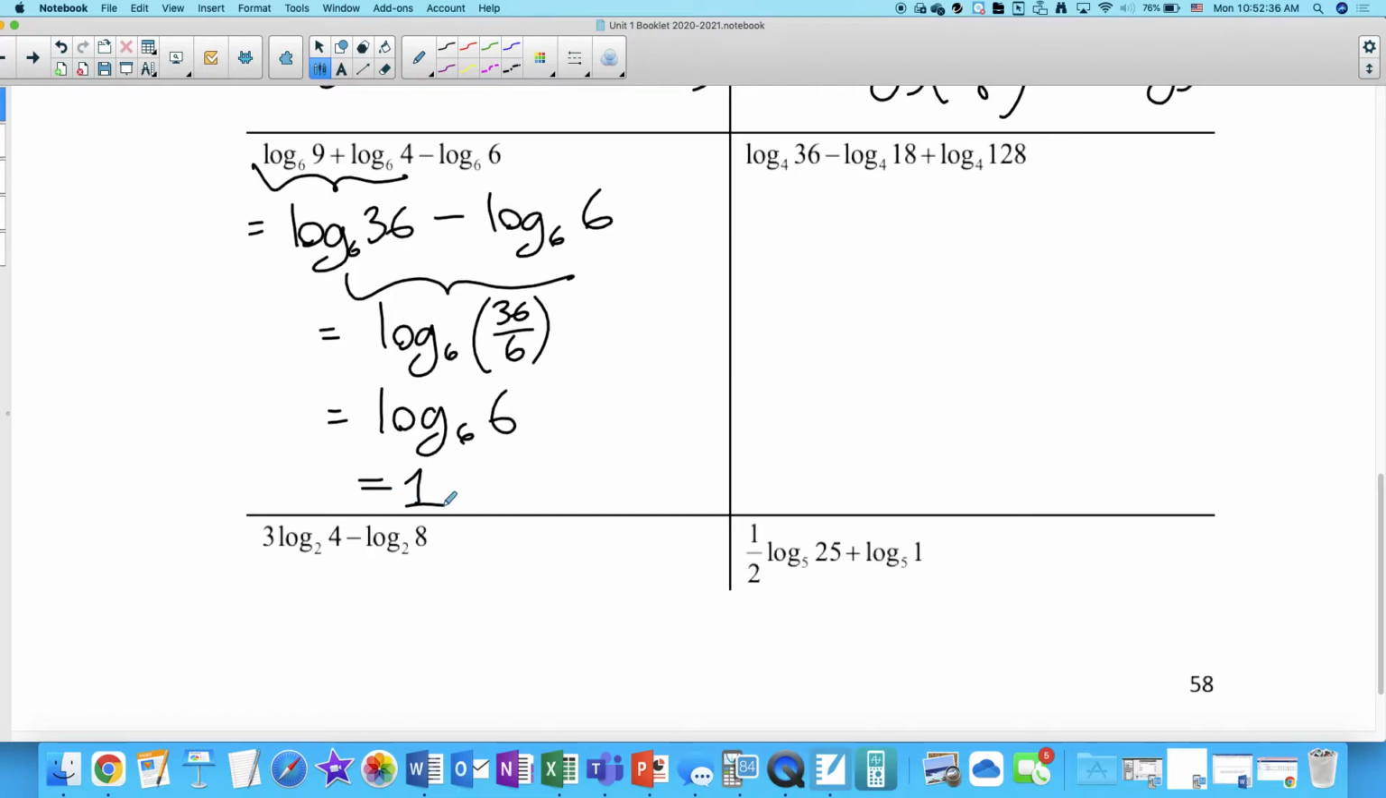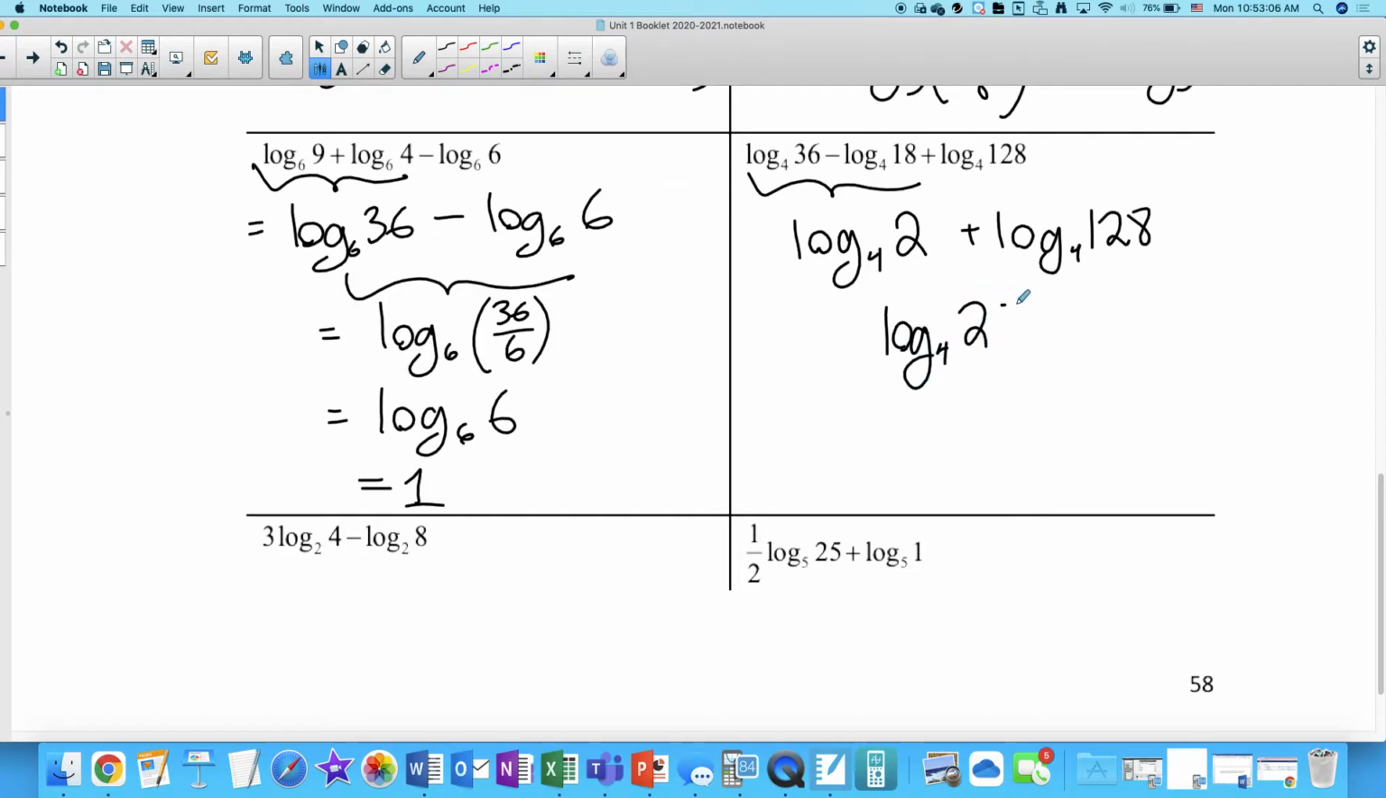So same sort of idea here. Do you go from left to right? These first. 36 divided by 18. How much is that? 2, yeah. And then plus log base 4 of 128. And then you can multiply. So 2 times 128 is 256, I believe. And then try and evaluate that if you can. Does this one work? Can we evaluate this one?